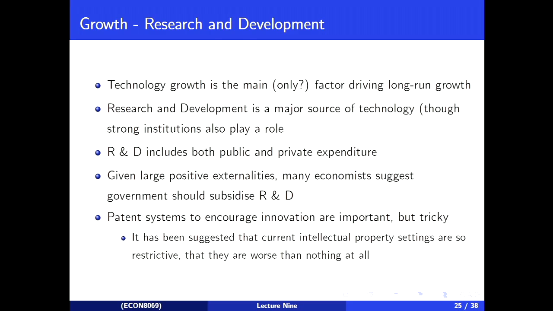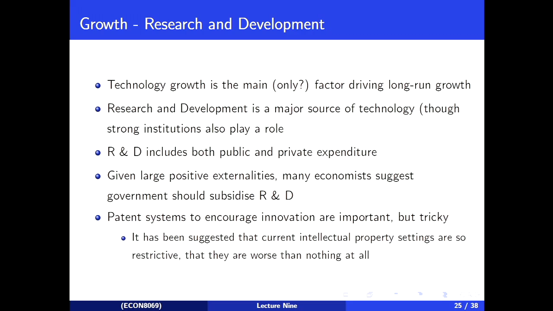Okay. So, we said technology growth was the factor driving long-run growth, and so we should talk about ways to improve technology in the usual sense of the word technology. And in the usual sense, we want to think about research and development. So research and development is just spending on creating new ideas or implementing those new ideas. We can talk about public expenditure and also private expenditure.